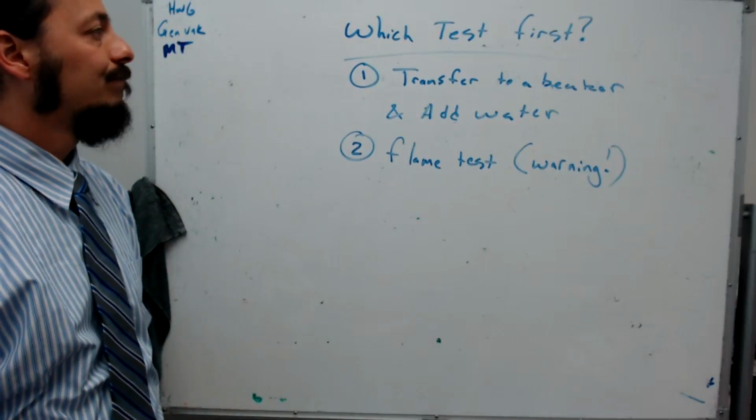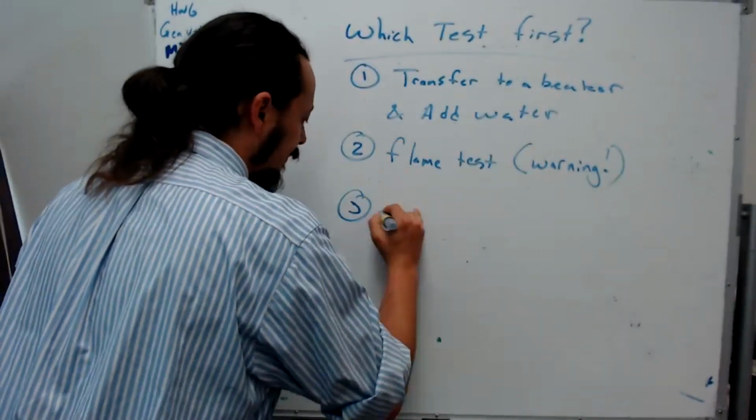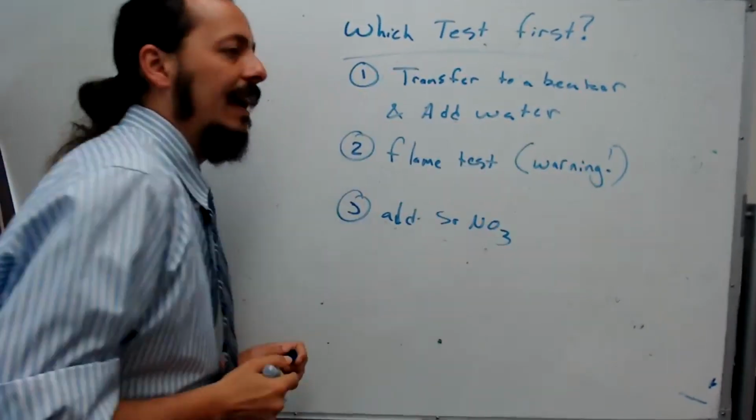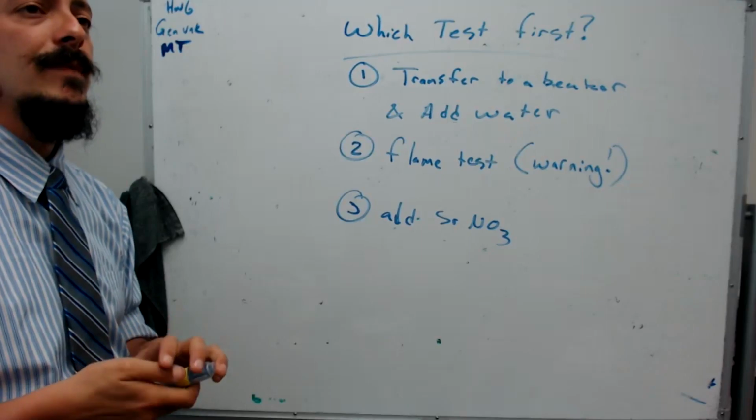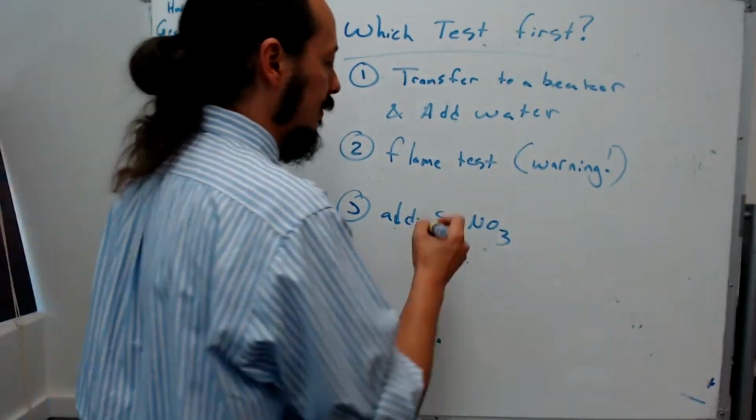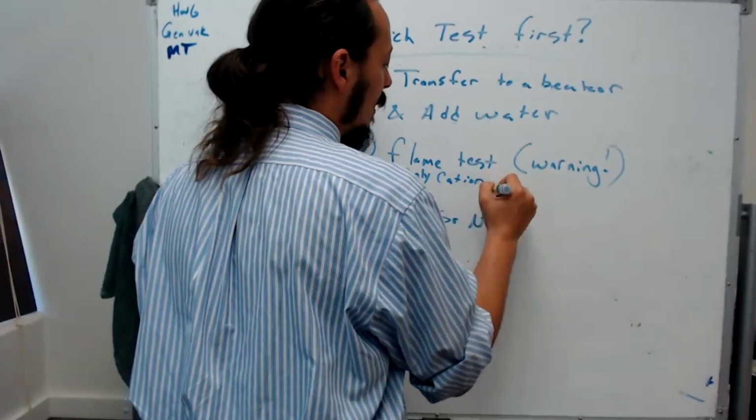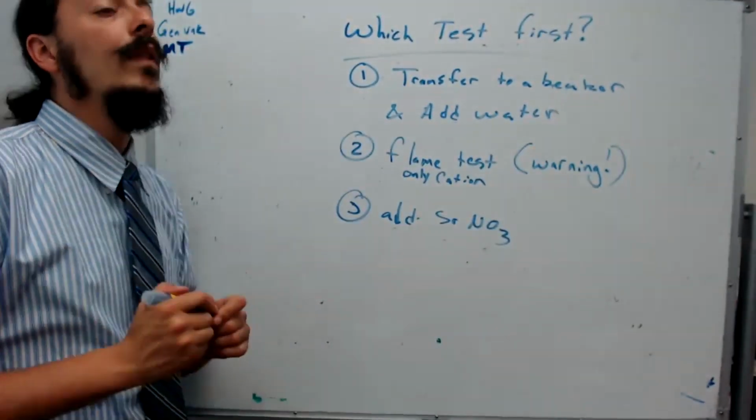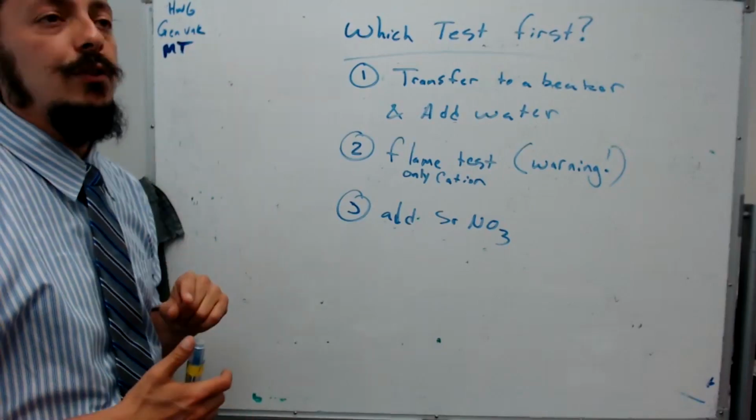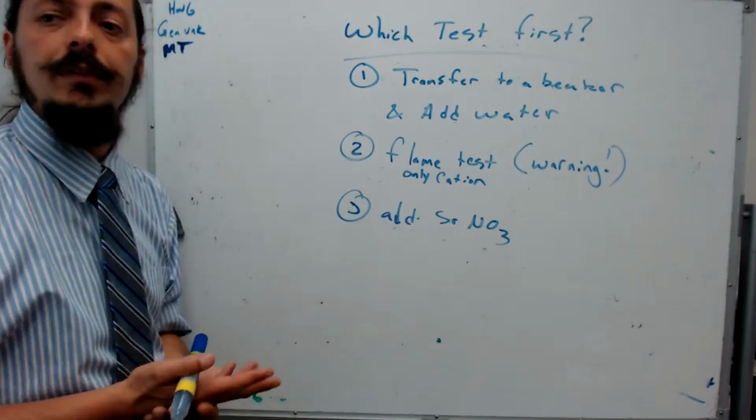Now, interesting logic problem. Add strontium nitrate. And so flame test, that really can't tell us anything about the anion. It's only for the cation? Correct. And a lot of times these tests will only give us information about one or the other. You notice the silver nitrate only gave us information about the anion. The flame test only gives us information about the cation.